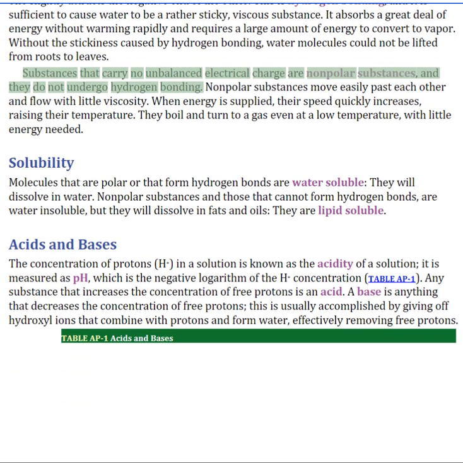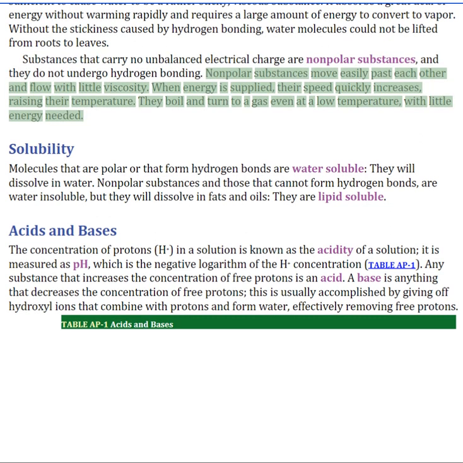Substances that carry no unbalanced electrical charge are nonpolar substances, and they do not undergo hydrogen bonding. Nonpolar substances move easily past each other and flow with little viscosity. When energy is supplied, their speed quickly increases, raising their temperature. They boil and turn to a gas even at a low temperature, with little energy needed.